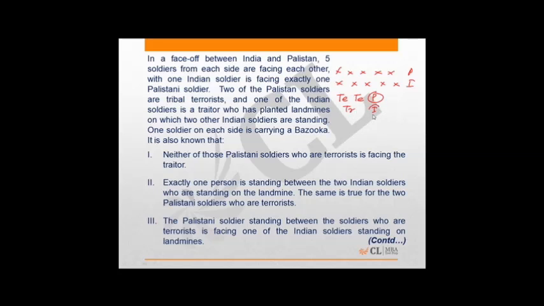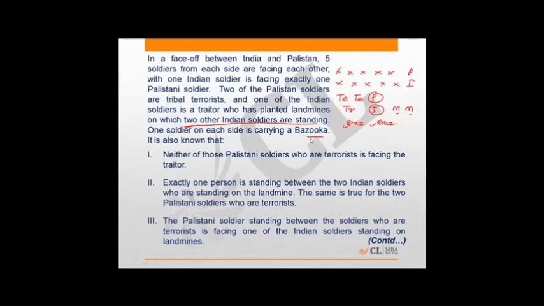So one of the Indian soldiers is a traitor who has planted landmines on which two other Indian soldiers are standing. So let's denote them by M and M. Those 2 soldiers who are standing on the mines. One soldier on each side is carrying a bazooka. So this is true for both Palestini and Indian soldiers.